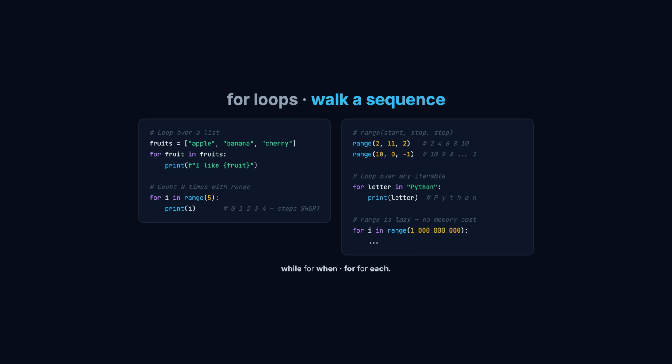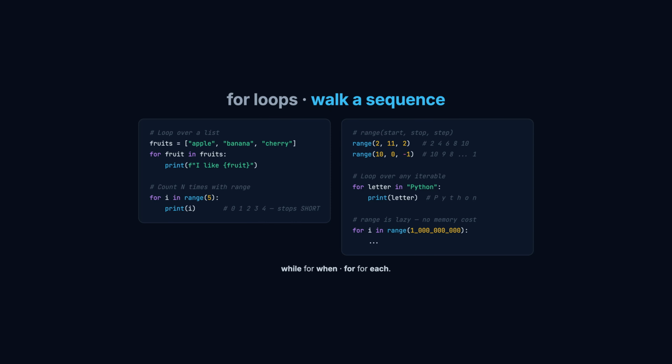Example: fruits = the list apple, banana, cherry. Then for fruit in fruits: print(f"I like {fruit}"). Run it. 3 lines: I like apple, I like banana, I like cherry. The variable fruit is assigned each item in turn and the body runs once per item.